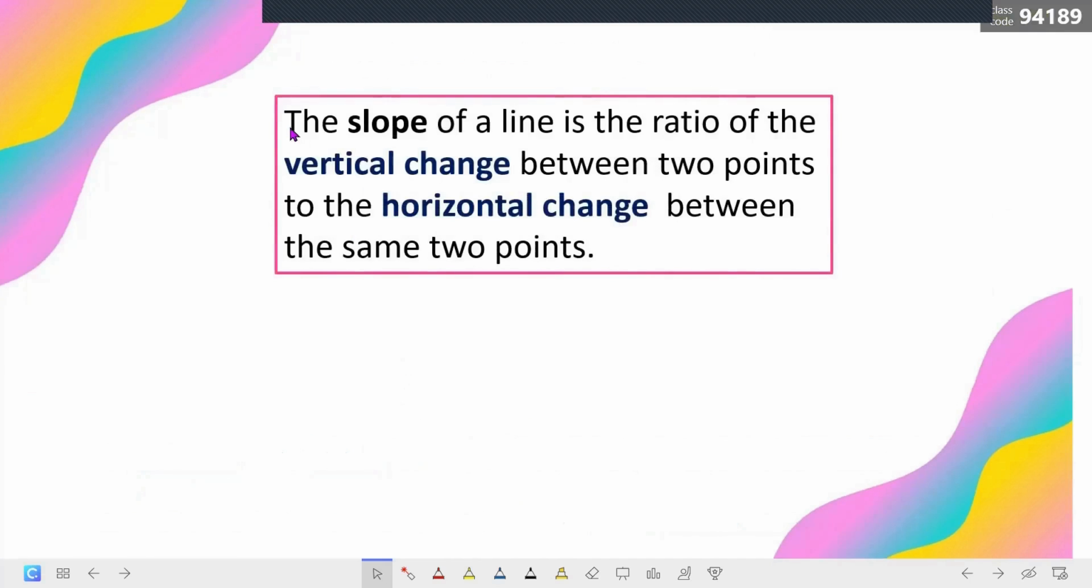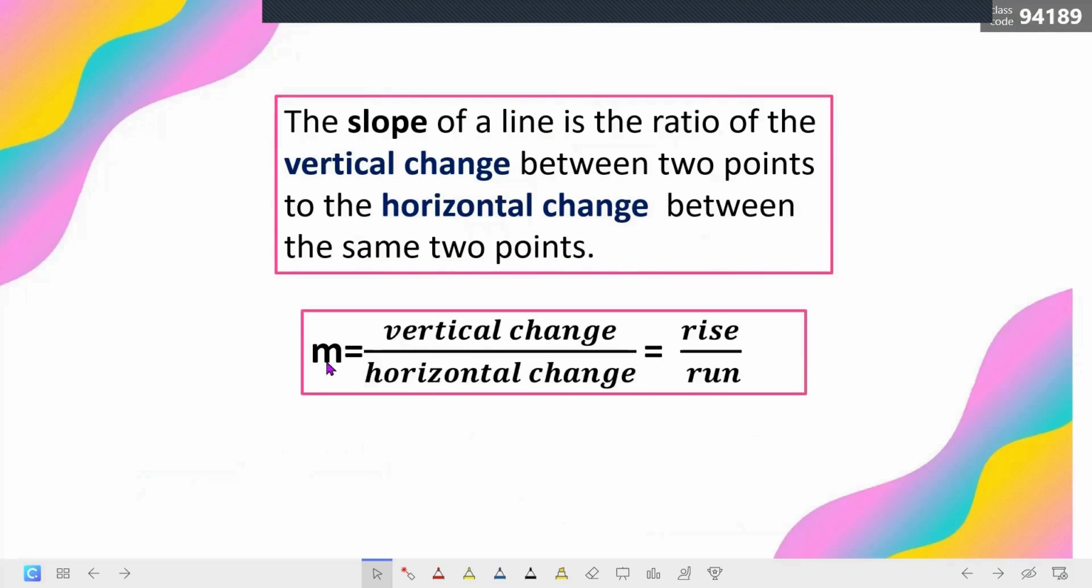The slope of a line is the ratio of the vertical change between 2 points to the horizontal change between the same 2 points. And we use a formula for that. M, which stands for slope, is equal to the vertical change over the horizontal change. The vertical change is commonly known as the rise, and the horizontal change is known as the run.